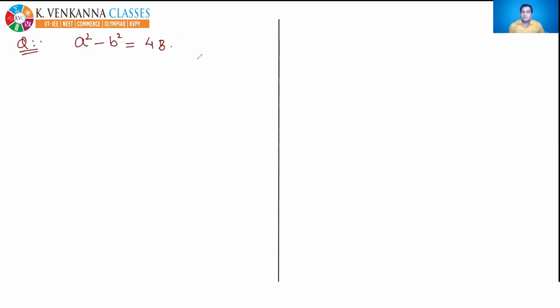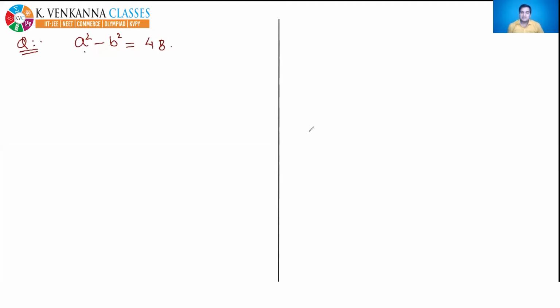So has anyone done this completely? Please tell me. Yes, what is the answer? 23.5? No. The question is a and b are integers, and 23 point something cannot be the answer. You have to answer in the form of integers. A and b must be integers. Yes, what is the answer, Swati? Anjali? Plus minus 13, plus minus 11, okay. 13 and 11, okay.